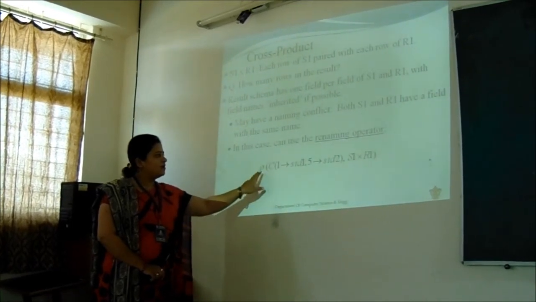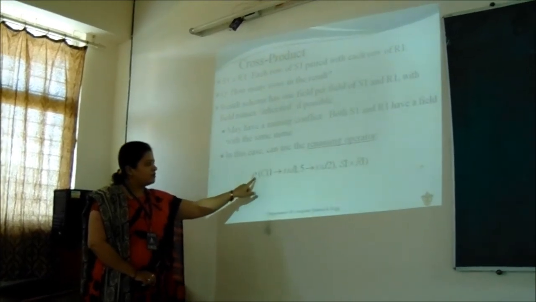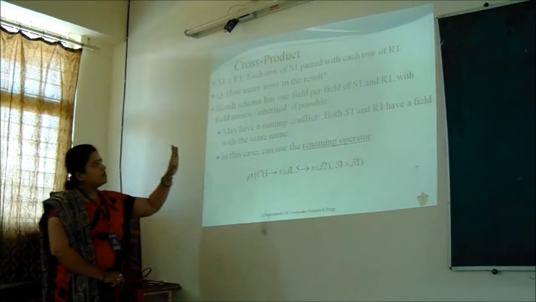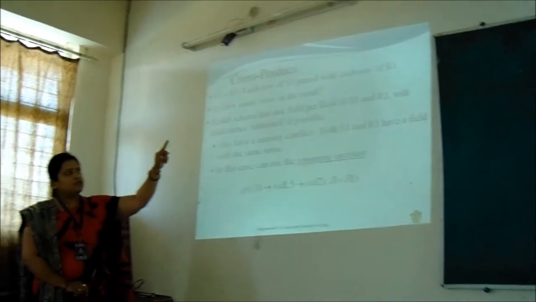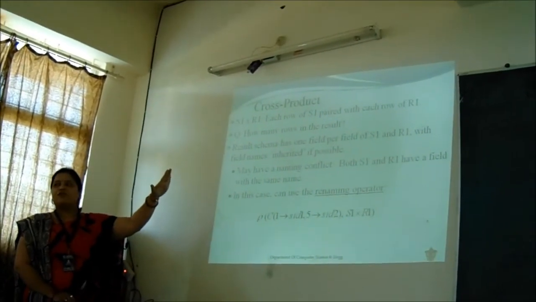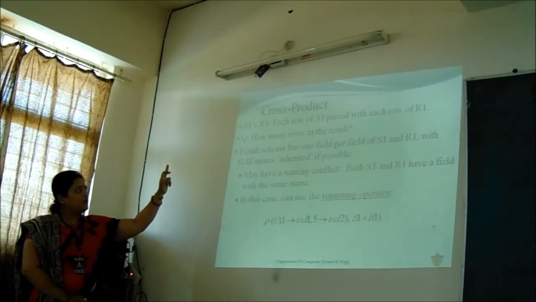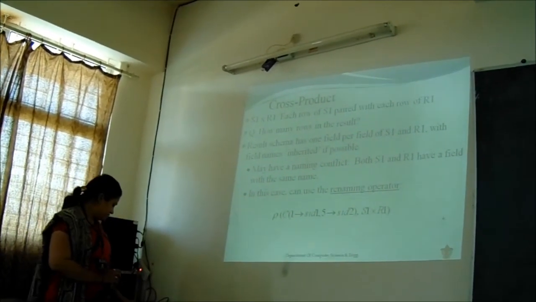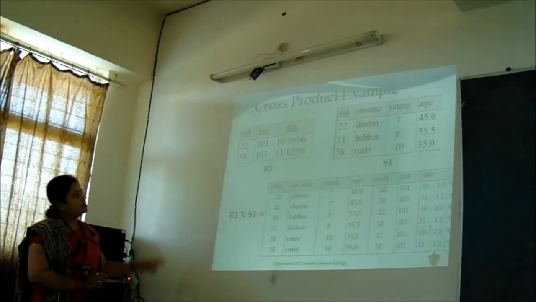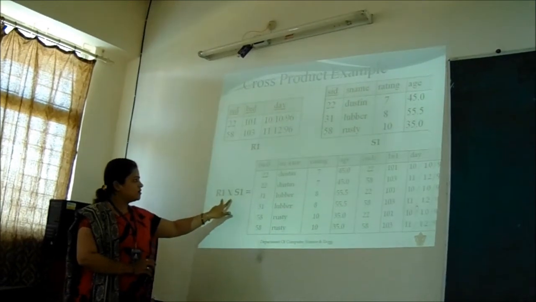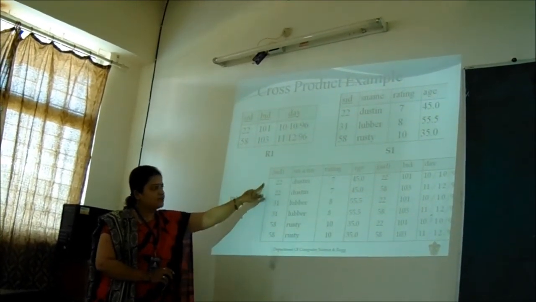For example, if I am using the rho operator, it says the concatenation of S1 and the concatenation of R1. Every field of S1 is concatenated with every field of R1. So we get the cross product of the two databases, for example, S1 and R1. This is showing this example. This is R1, this is S1. By using the R1 S1 cross product, we get these values.